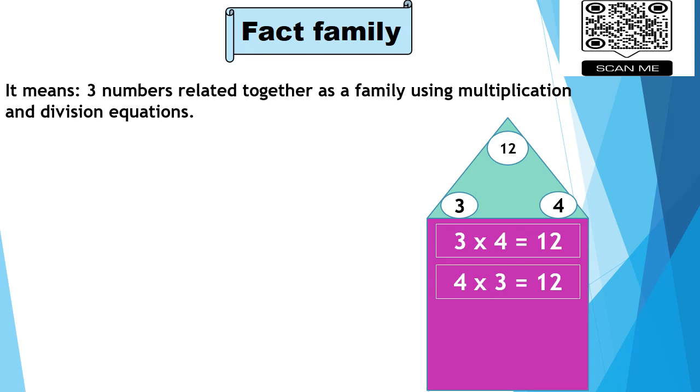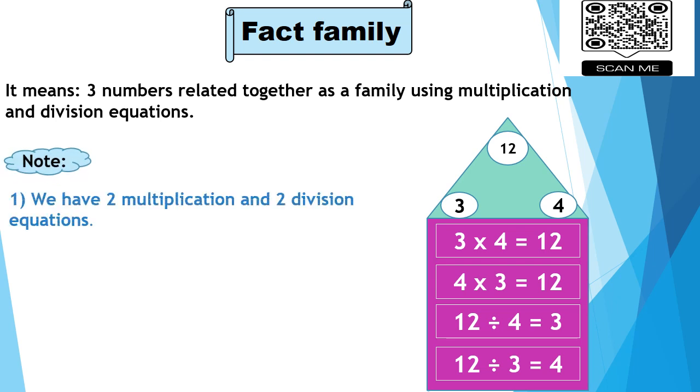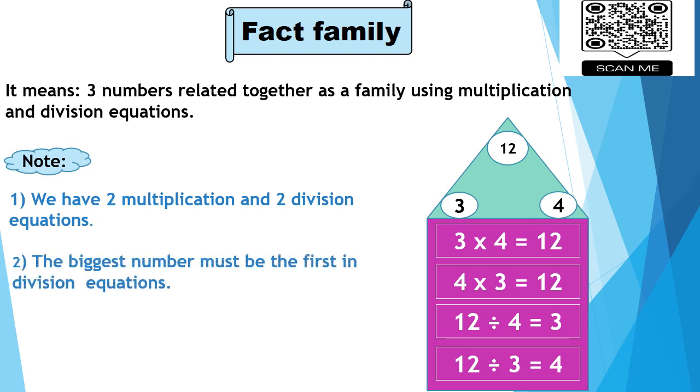In division equation, we must put the big number first. We must write 12 first. So 12 divided by 4 equals 3. And the next one will be 12 divided by 3 equals 4. So we will note that we have two multiplication equations and two division equations. Number 2, the biggest number must be the first in division equation.